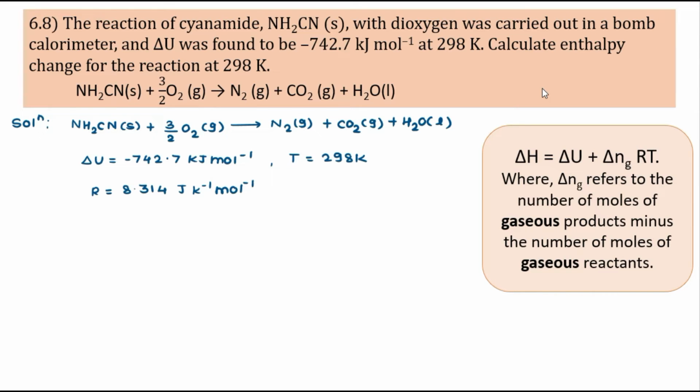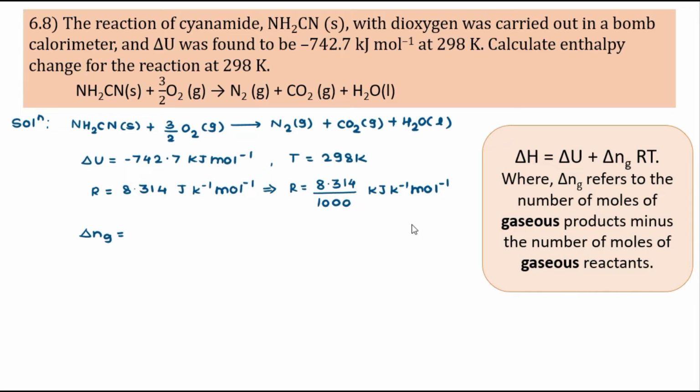But note down that here the value of delta U is in terms of kilojoule. So let's convert R into kilojoules. To convert R into kilojoules, we have to divide that quantity by 1000. So this is nothing but 8.314 divided by 1000. Now this unit would be kilojoule per Kelvin per mole. Correct.